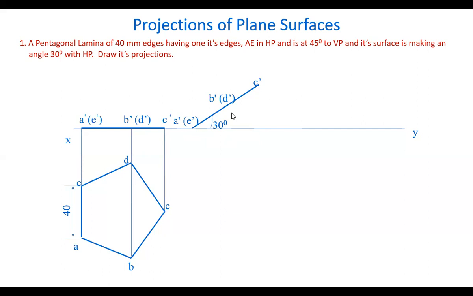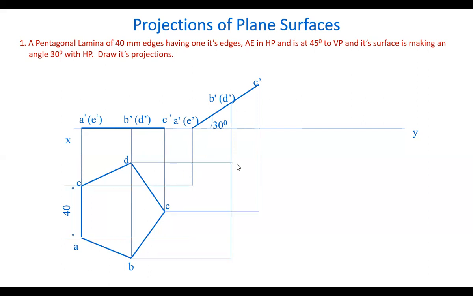Now let's draw the top view here by drawing the projectors from all the points and horizontal lines from these points. Mark the intersection points here, A, B, C, D, E, and join them by straight lines. We get the top view. Now, let's reproduce the same top view here such that this AE edge is at 45 degrees angle to the VP.